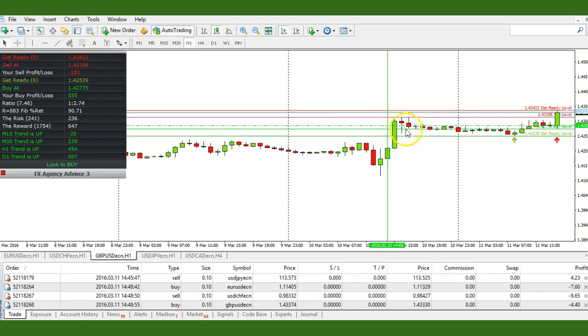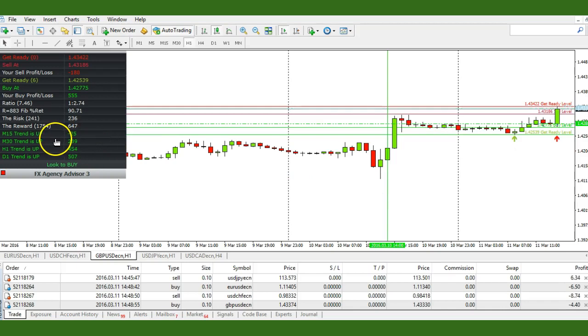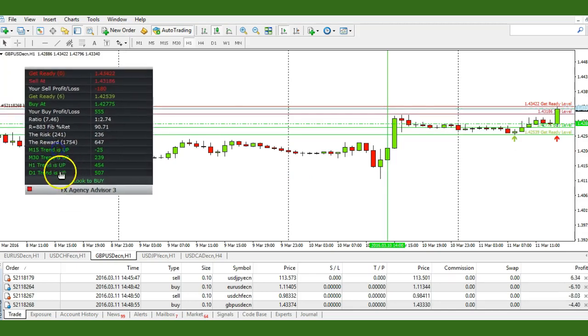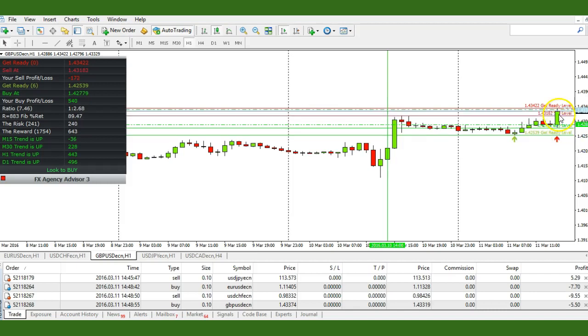Pound dollar, continuation pattern from yesterday's rally, and there's your trade signal to buy, but it is hitting a resistance level. But if you look at the panel, daily, 1 hour, 30 and 15 minute charts are in an uptrend. So most likely it will blow past this level of resistance and continue to go north.